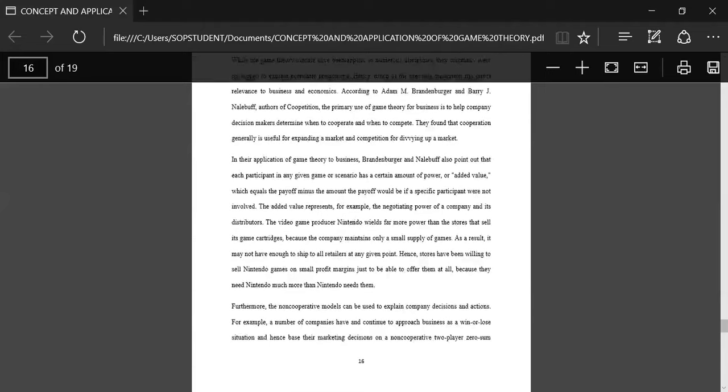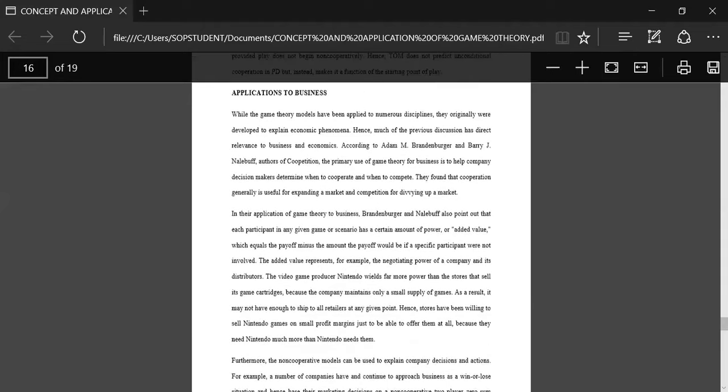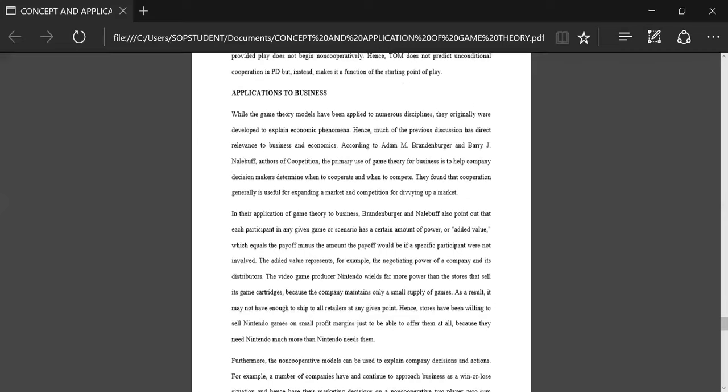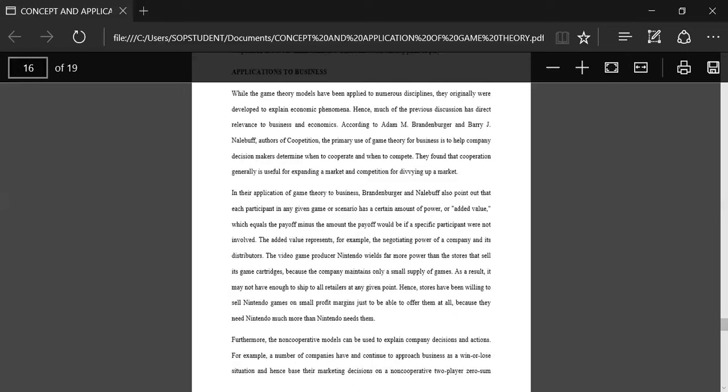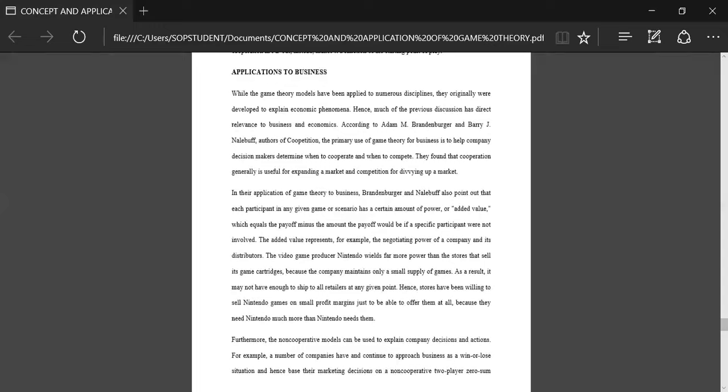Then we have the power dynamics. Now this is game theory being applied to business. We have, like I already mentioned, cooperation and competition. Then we also have the power dynamics. This is a situation where suppliers or producers decide to intentionally make their products scarce to maintain power over the product.